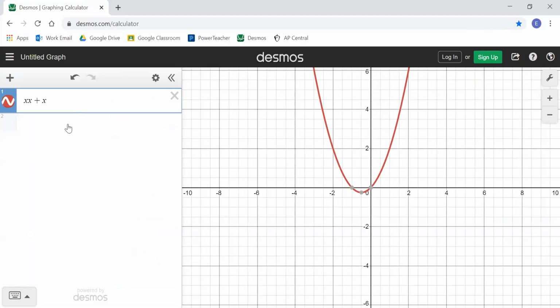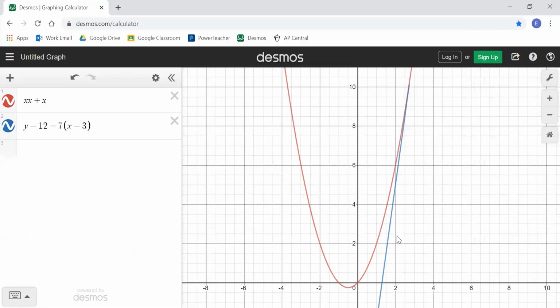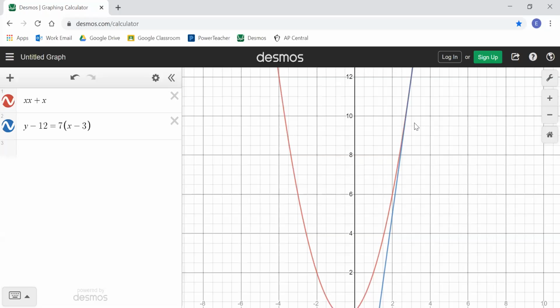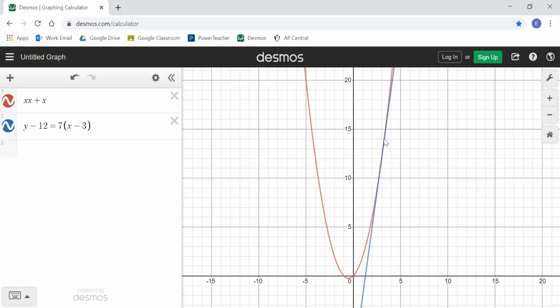And we could see, y minus 12 equals 7 times x minus 3, I think. If we look at this at x equals 3, which is sort of hard to do here, but at x equals 3, right here, that's our tangent line at 3, 12. The blue line is to the right of our parabola, touches at 3, 12, and then is still to the right of our parabola afterwards. So that's our tangent line. Everybody good there?